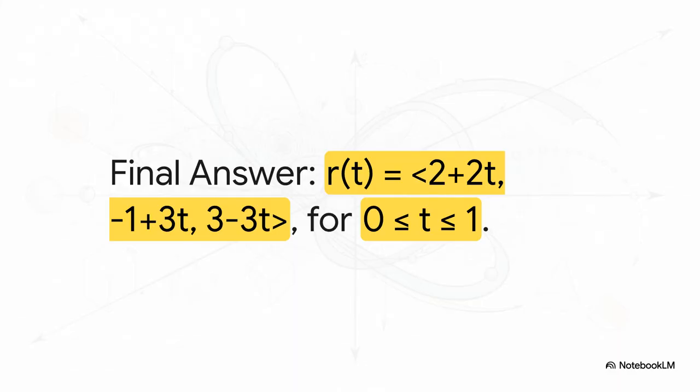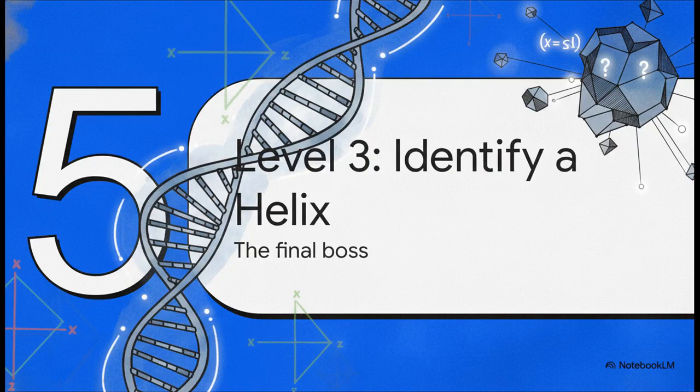And there we have it, the vector function that will fly you in a straight line from P to Q as our time t goes from 0 to 1. You can even test it out yourself. If you plug in t equals 0, you get back point P. If you plug in t equals 1, you get back point Q. Perfect. Level 2 done.